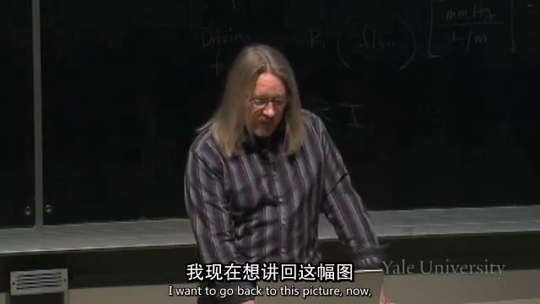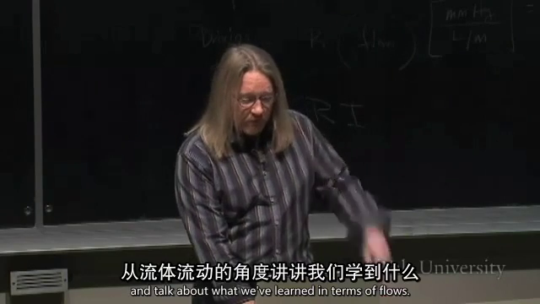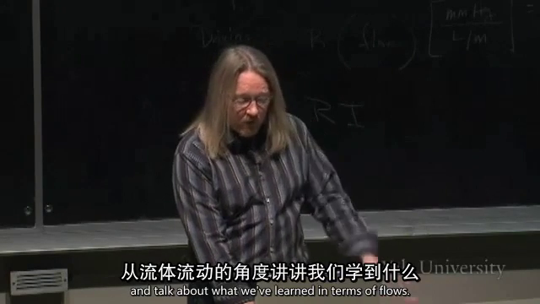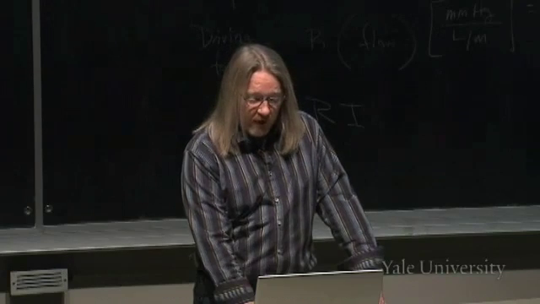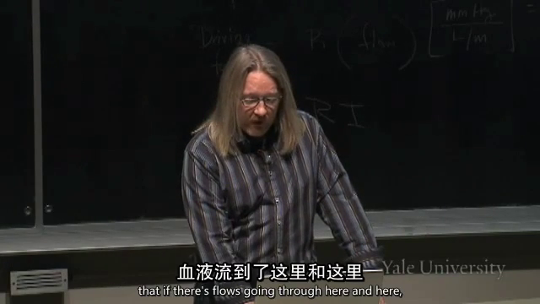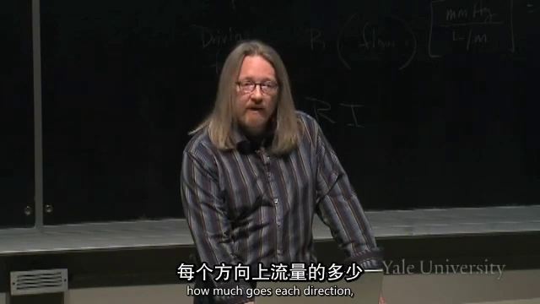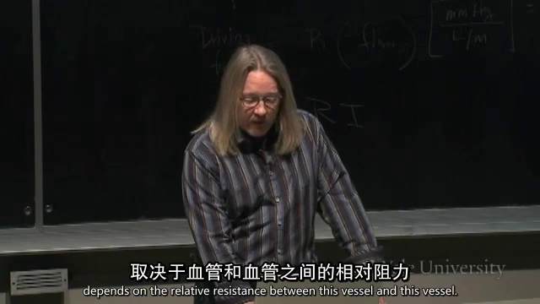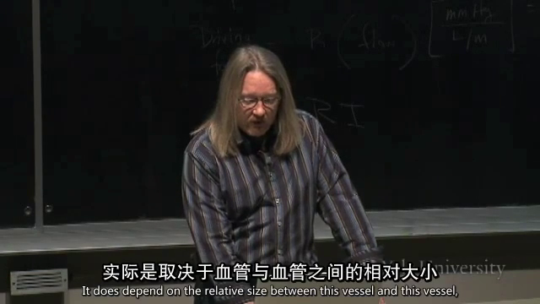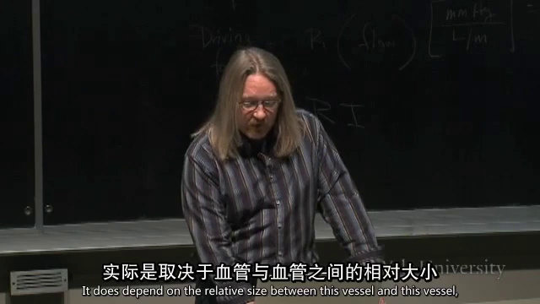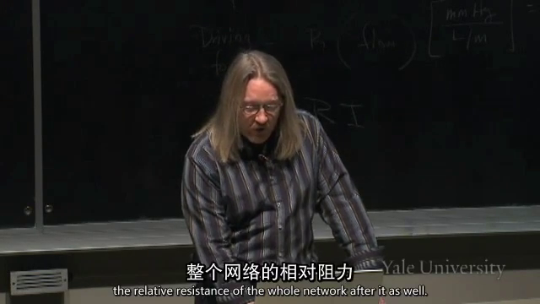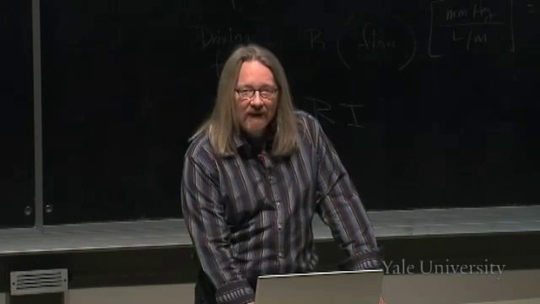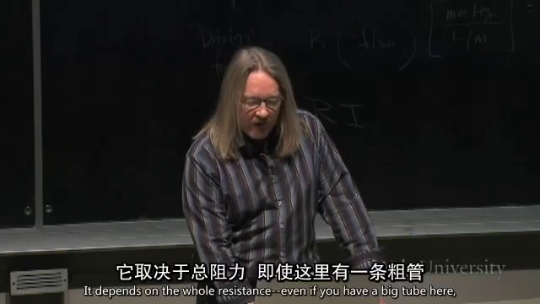I want to go back to this picture now and talk about what we've learned in terms of flows. And now you can think about this in a little bit different way, that if there's flows going through here and here, how much goes each way, each direction, depends on the relative resistance between this vessel and this vessel. Yes? It does depend on the relative size between this vessel and this vessel, but it depends on the relative resistance of the whole network after it as well. It depends on the whole resistance.